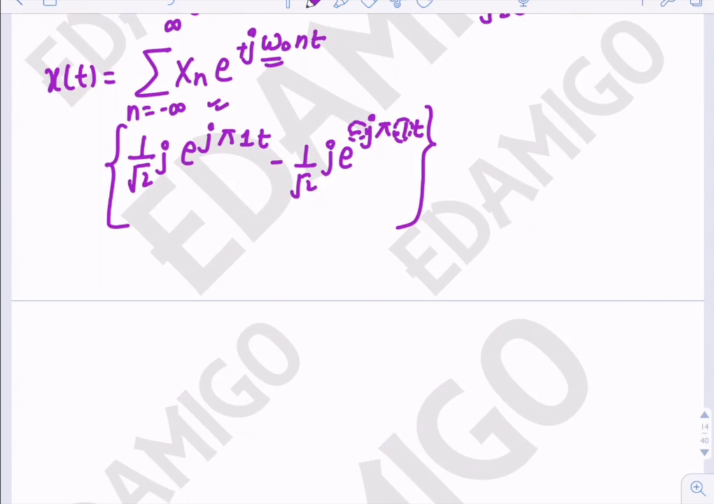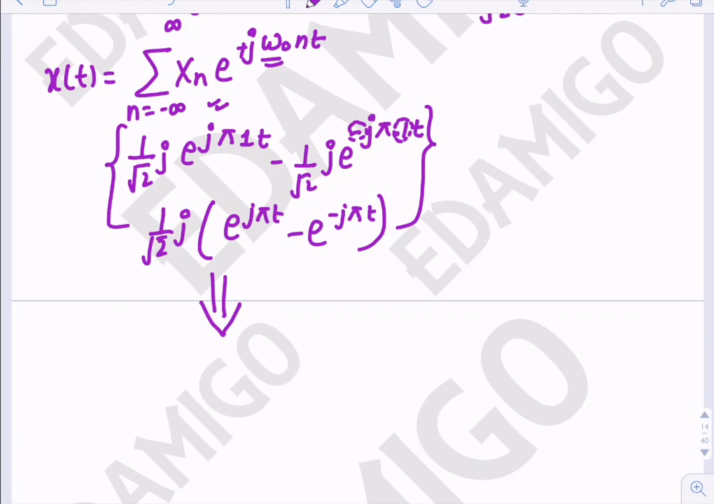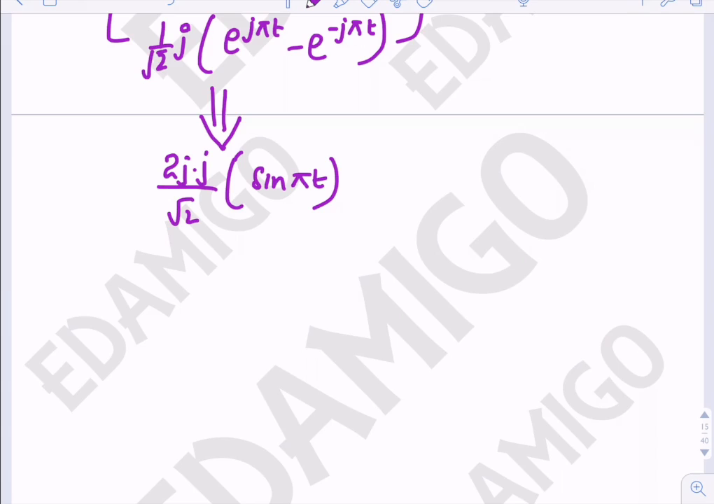Now if you solve it a little bit, you will get that if I take 1 upon root 2 j as common, I will get e to power j pi t minus e to power minus j pi t. I multiply and divide by 2j, I will get 2j into j divided by root 2, and this will become a sine pi t. So this will become minus root 2 sine pi t.